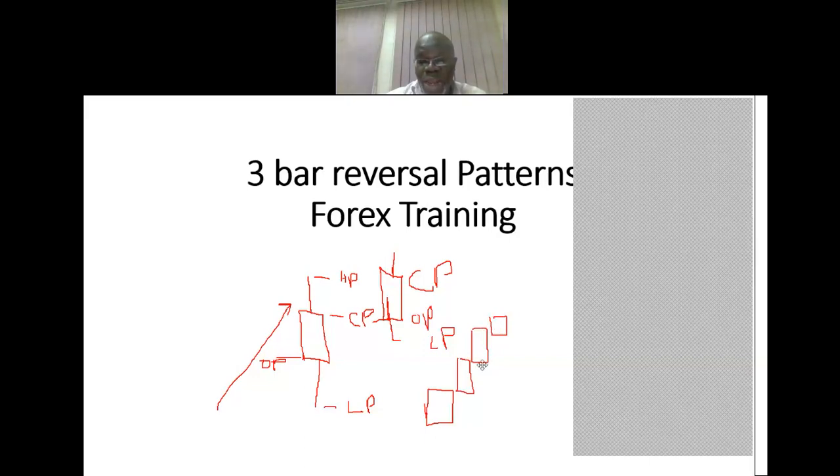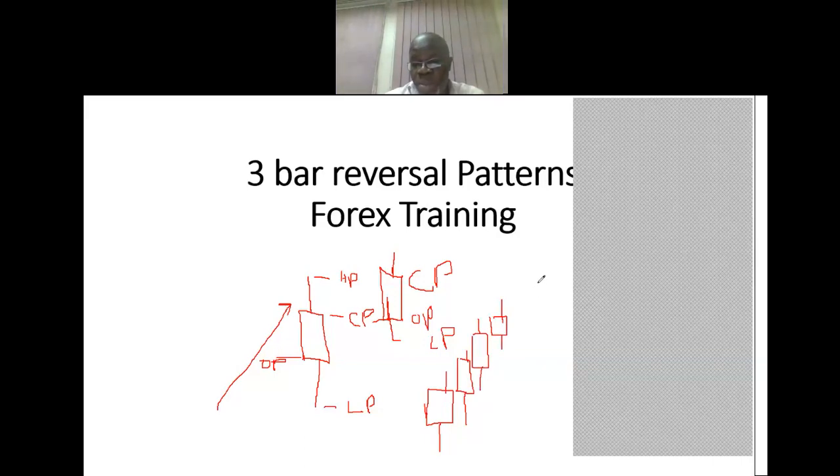And I'm deliberately ignoring the wicks. The wicks are there also, so don't forget the wicks. The wicks show the opening and closing. All right, so that's in an up move.